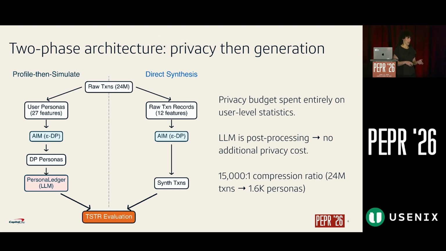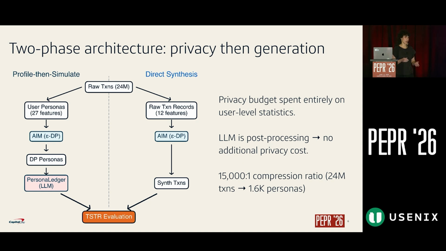For 1,600 users, we took all of their transactions and distilled them down into user personas that captured the behavior. Then we took that summary statistic data set and ran it through AIM to have a differentially private version of those user personas. And so all of the privacy budget was spent there.